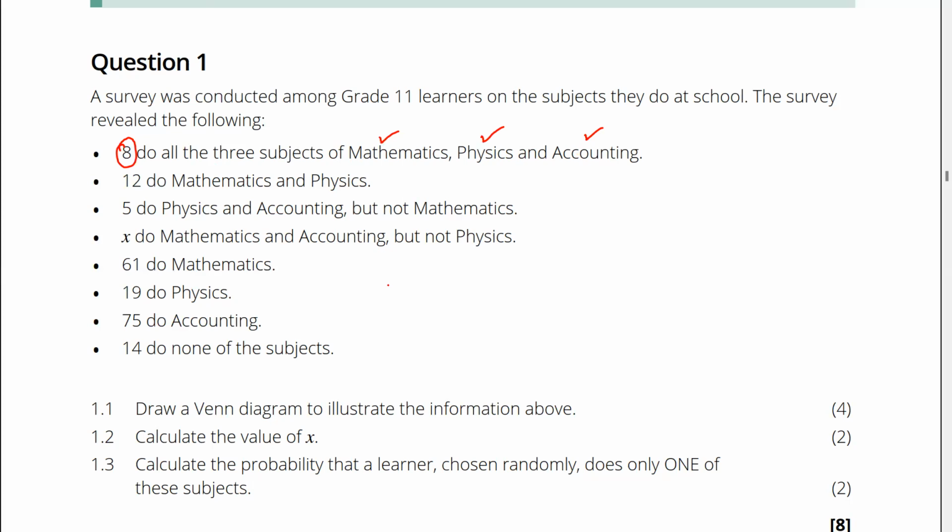Moreover, 12 do mathematics and physics. So you have 12 learners that do mathematics and physics. So they do both math and physics. We have 5 that do physics and accounting, but not mathematics. You have X learners that do mathematics and accounting, but not physics.